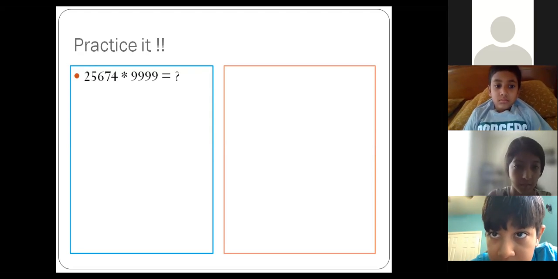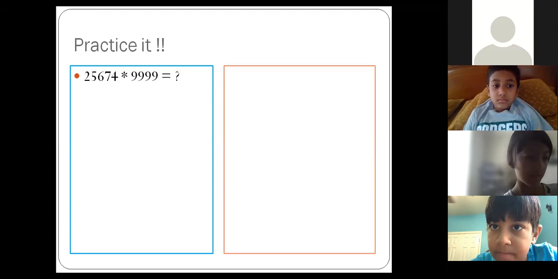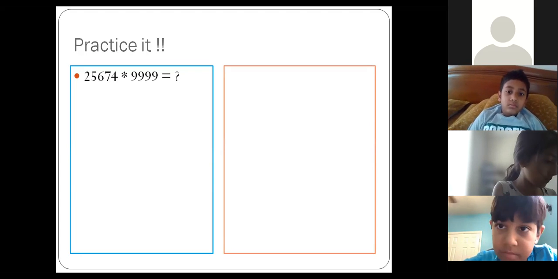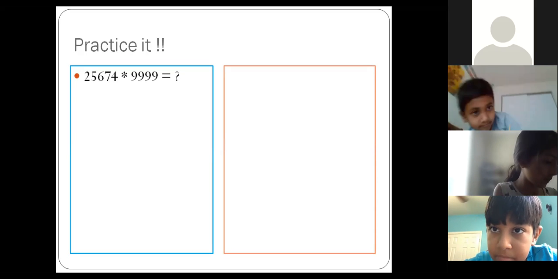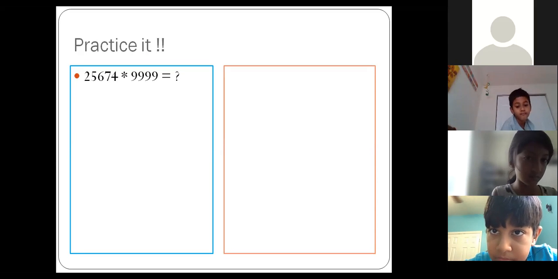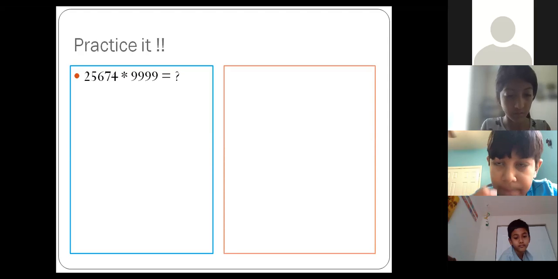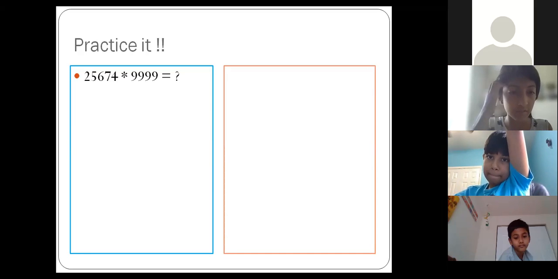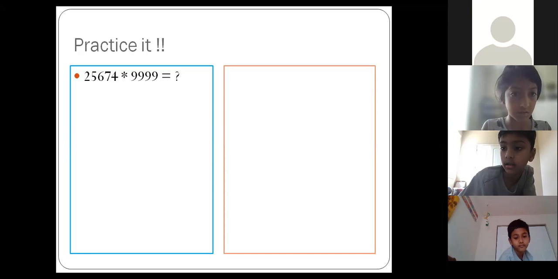Yes, 25674. Please see carefully. Please see each and every number or sum carefully. So 25674 into 49. Which formula will you be using here? Can anyone tell? Can anyone write? Whatever you can tell, you can tell. Ekadhikena Purvena? Which formula will be used?